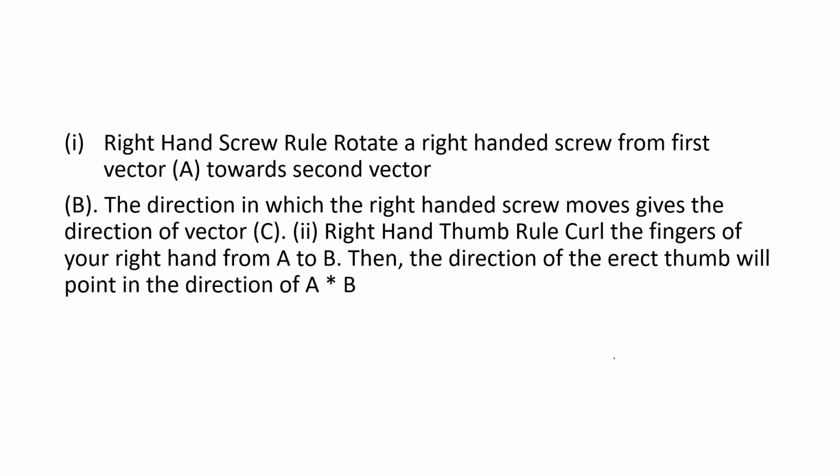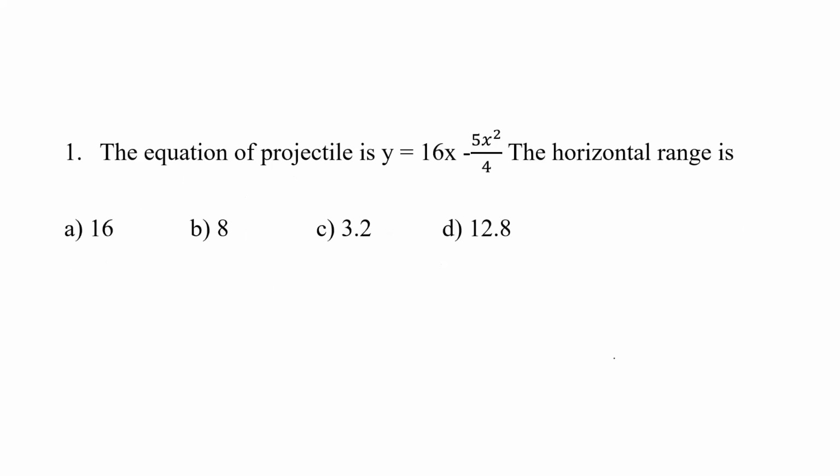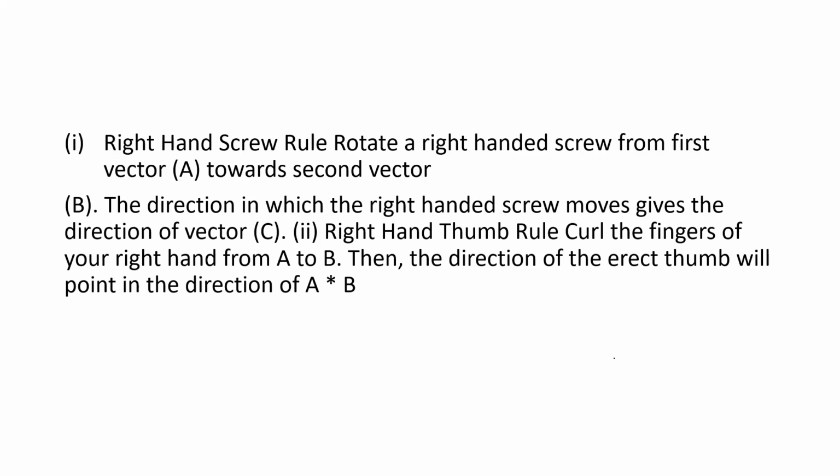So here, what does the right hand screw rule state? Suppose you assume that you are tightening a screw, so that satisfies the right hand screw rule. In that case, the direction in which the right handed screw is moving gives the direction of your vector. And where the thumb is moving, that is the direction from A to B. So this is how we define the properties of vector product, scalar product, and right hand screw rule. Then this completes the synopsis of motion in a plane chapter.